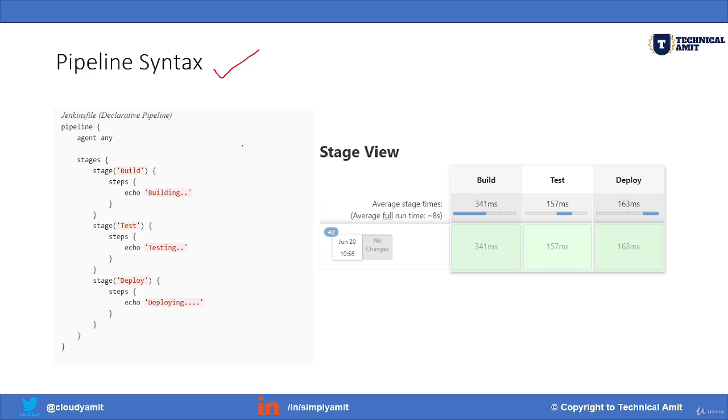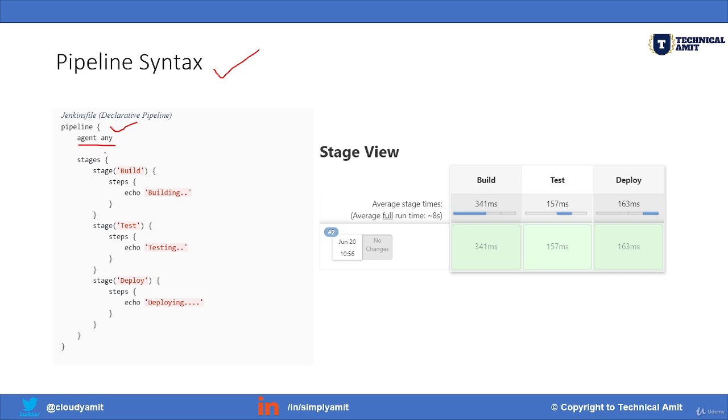This is the pipeline, how it is going to look. Basically, this is the syntax. The topmost statement is pipeline. After that, we are going to define some agents. An agent can be any, it can be an Ubuntu agent, it can be a Macintosh, or it can be any other Docker container if you are using one.